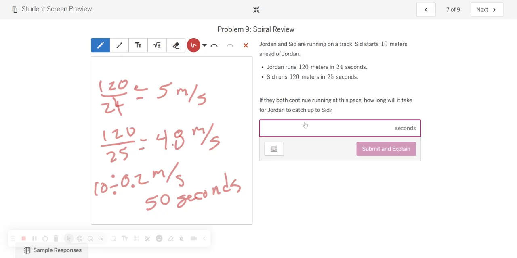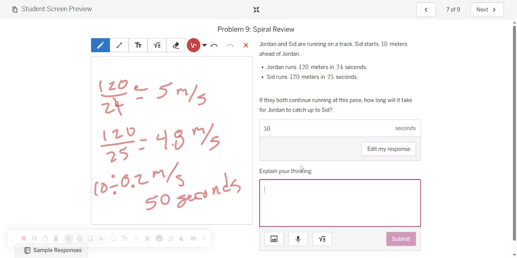At that point, that 10 meters disappears. See it work. 10 divided by 0.2 equals 50 seconds.